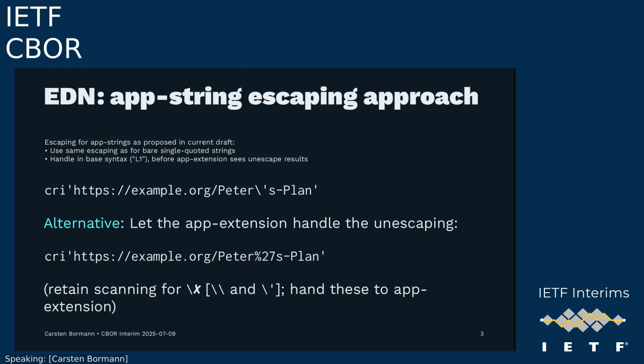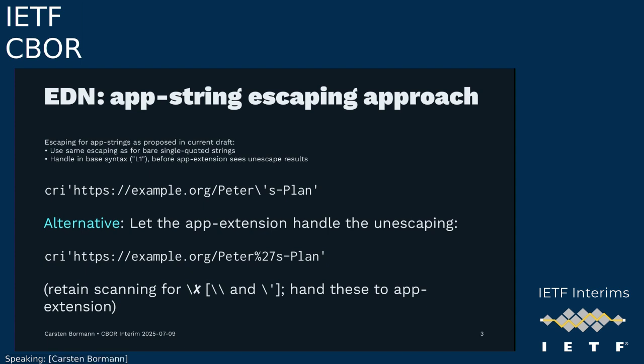So let me just get back to an example that we all probably should understand well, which is an application extension that requires a URI as an app string. And the question is, how do we handle the problem that this app string may not fit into the syntax of a string that EDN provides? And the upper example, the CRI quote something code, is an example of how this would work in general in what is currently written up in the draft.